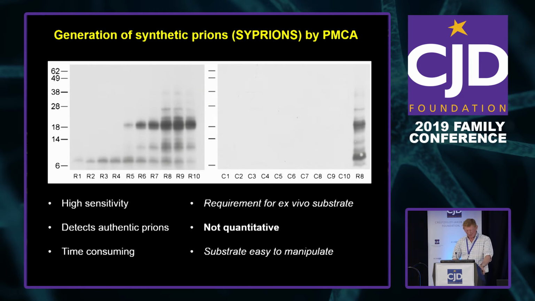So the requirements for ex vivo substrate are falling. There is still a requirement for a brain homogenate extract. In this instance, it's from a mouse which has been engineered not to have a prion protein, and the PrP comes entirely from the recombinant PrP, and that makes the substrate easy to manipulate and allows us to devise new ways of looking at prion replication in vitro.